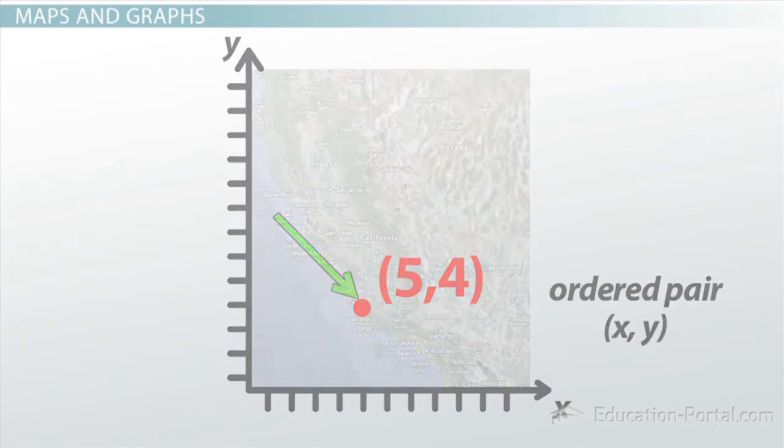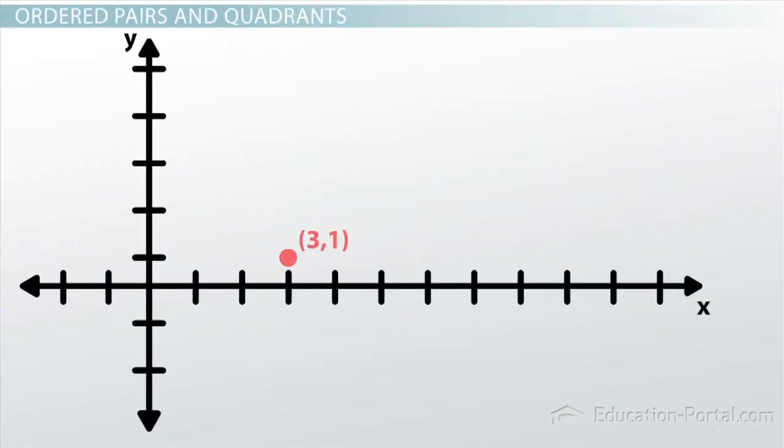And you can do this with almost any point, like (3, 1). That's 3 over to the right and 1 up. The point (-1, 0) is 1 to the left, 0 up. Just remember that your first number is going to move you left, right, and your second number is going to move you up and down. So the point (2, -2) is going to move me 2 to the right and 2 down. The point (0, 0) is where the x and y axes meet.